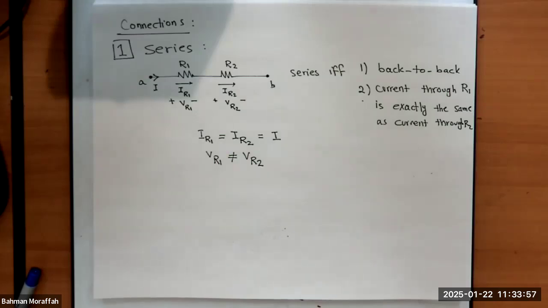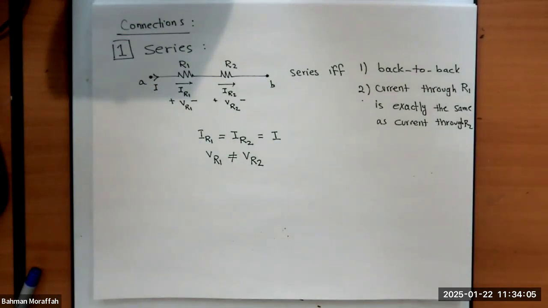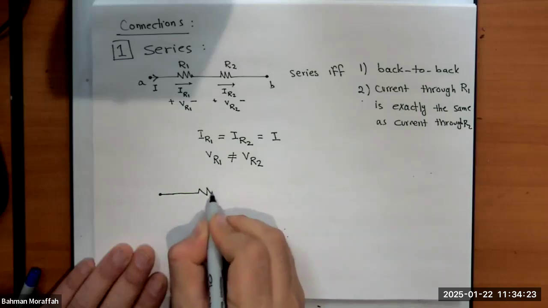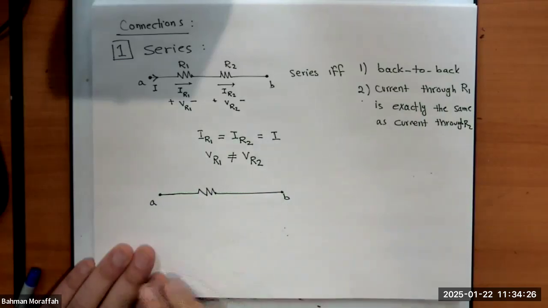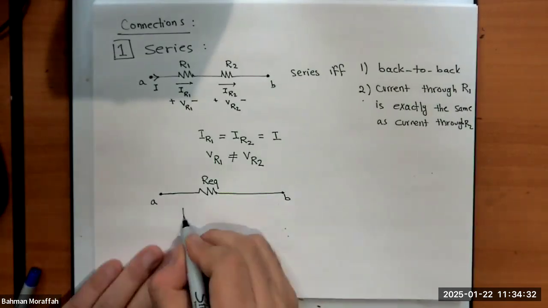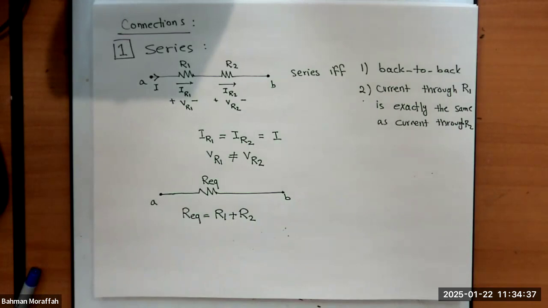So that's pretty nice. But sometimes we want to simplify. So we want to replace whatever I have between point A and B by only one resistor. It turns out if I have the resistors back to back, I can replace them by one resistor, and the value of that resistance is the summation of these two resistors. So if I look at point A and B, I can replace that resistance by R equivalent. And it turns out this R equivalent is R1 plus R2. Right?